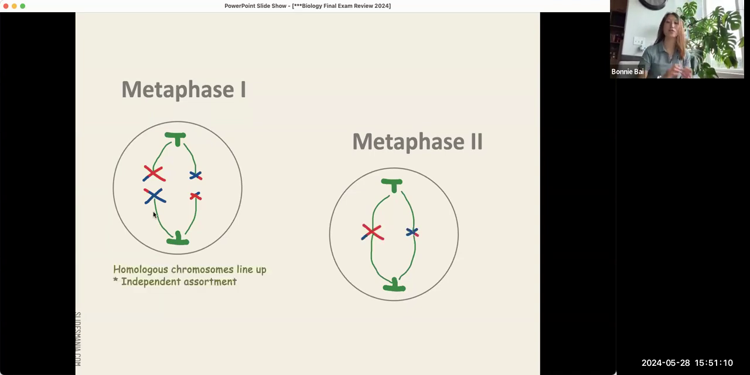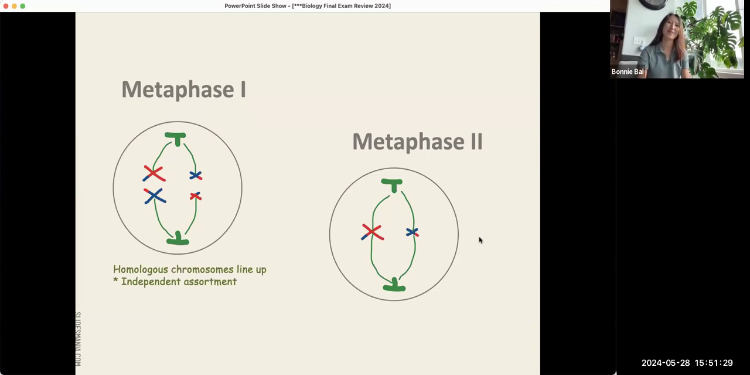Versus in metaphase 2, we have sister chromatids line up. We no longer have pairs of chromosomes. We just have 1 line of X's and each half of the X's are going to separate next, right? So 2 file lines versus 1 file line. 2 file lines for metaphase 1, 1 file line for metaphase 2.